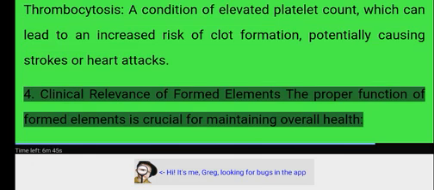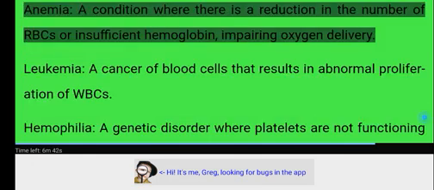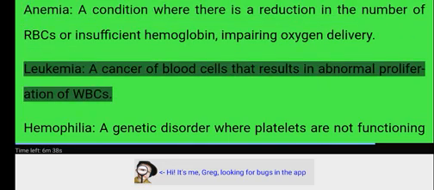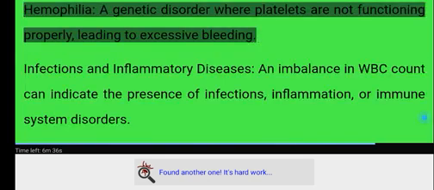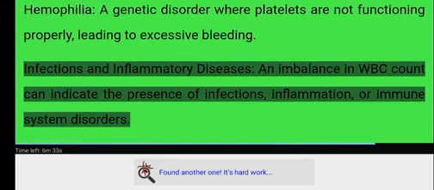4. Clinical relevance of formed elements. The proper function of formed elements is crucial for maintaining overall health. Anemia, a condition where there is a reduction in the number of RBCs or insufficient hemoglobin, impairing oxygen delivery. Leukemia, a cancer of blood cells that results in abnormal proliferation of WBCs. Hemophilia, a genetic disorder where clotting is not functioning properly, leading to excessive bleeding. Infections and inflammatory diseases. An imbalance in WBC count can indicate the presence of infections, inflammation, or immune system disorders.